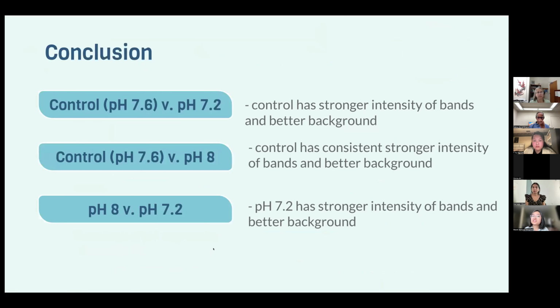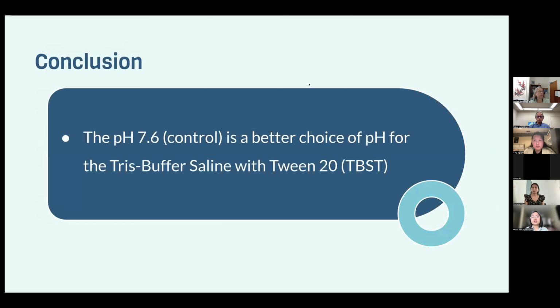So this conclusion was drawn from the very first set of trials that I did. Control 7.6 shows a stronger intensity band and better background compared to pH 8 and 7.2. So the results suggest that pH 7.6 is a better choice of pH for Tris-buffered saline with Tween 20.